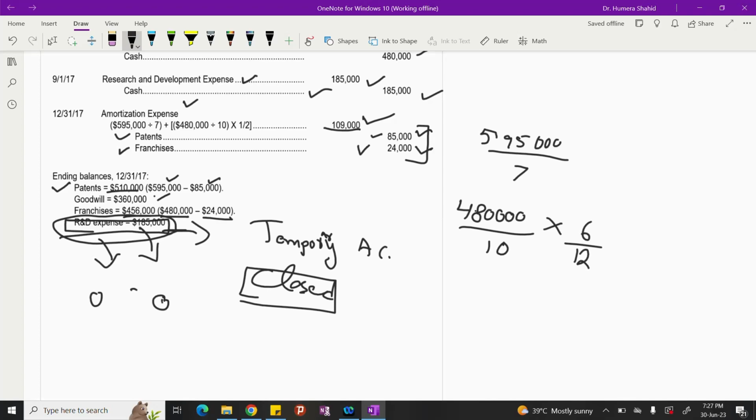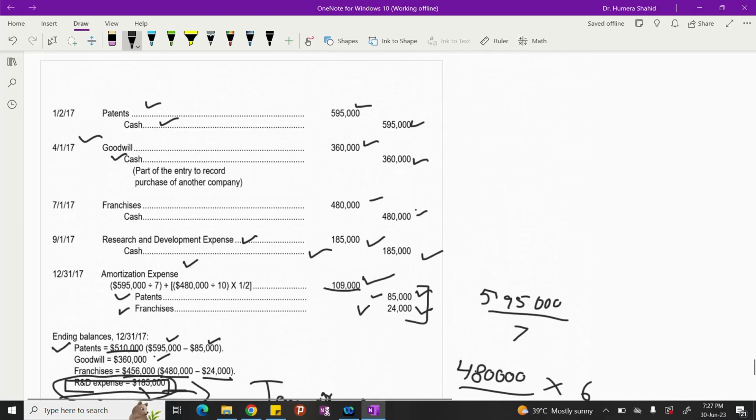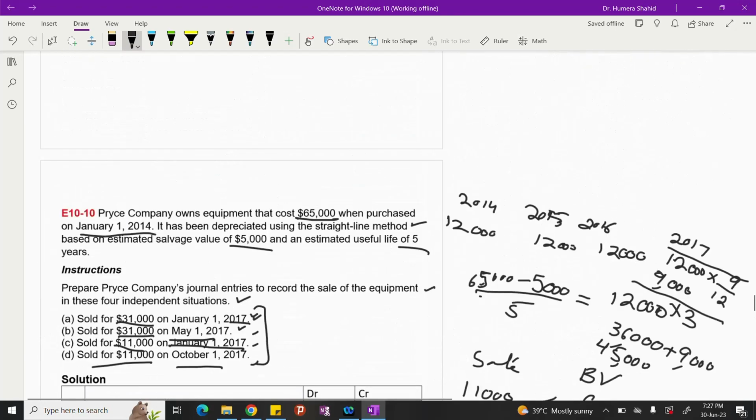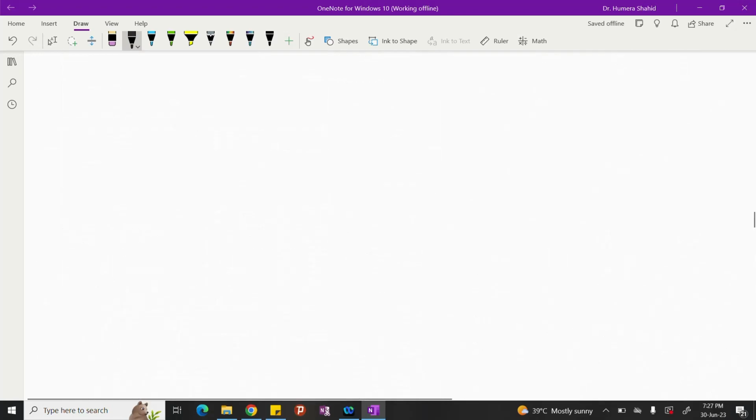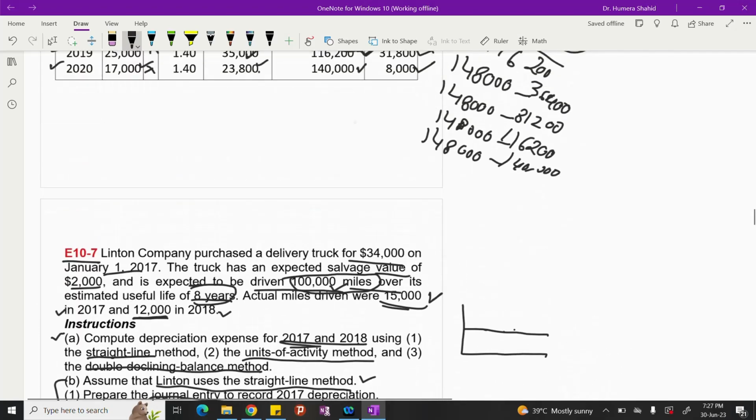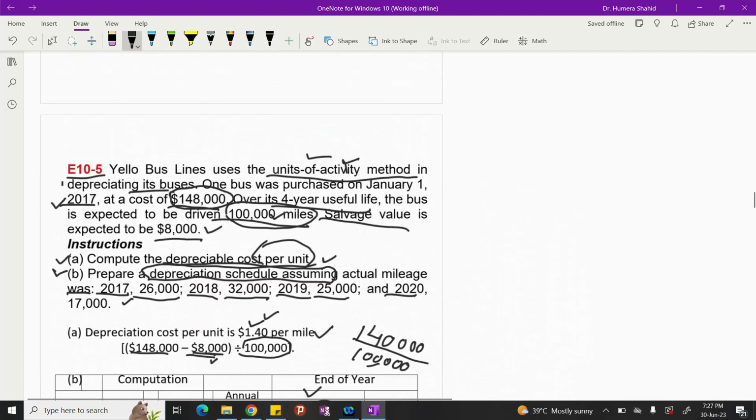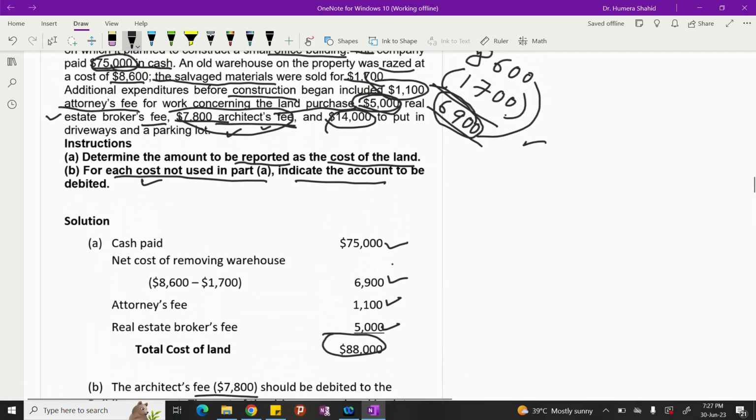So this is it about the discussion of questions regarding chapter number 10. I hope these questions are very clear to you. If you have any questions or something is not clear to you, you can write in the comment section.